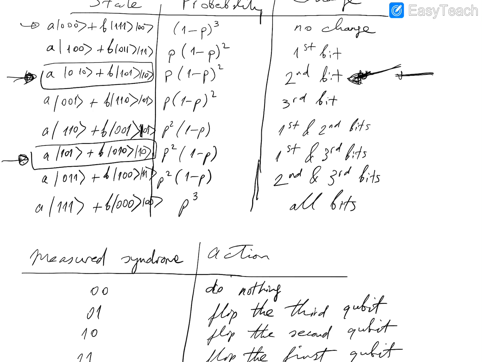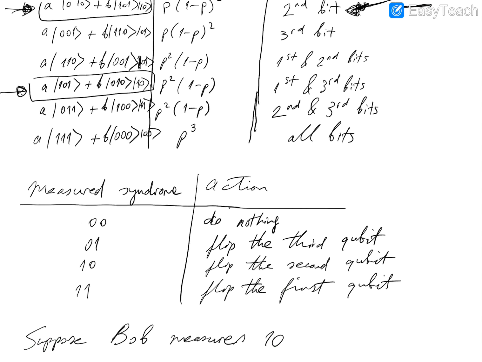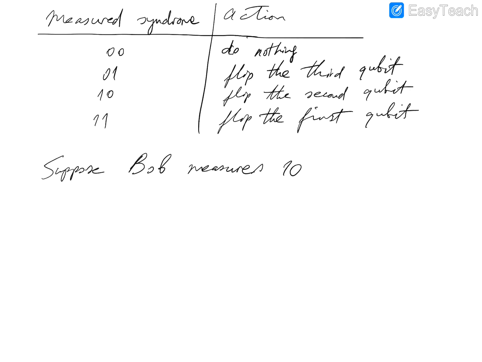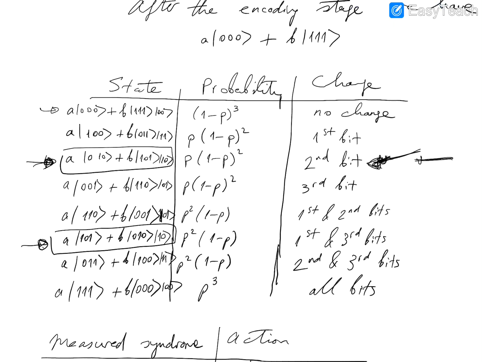All right, so but this doesn't quite give Alice's original state. I mean, you might ask, well, Alice wanted to send a|0> + b|1>. So how are we going to get that?